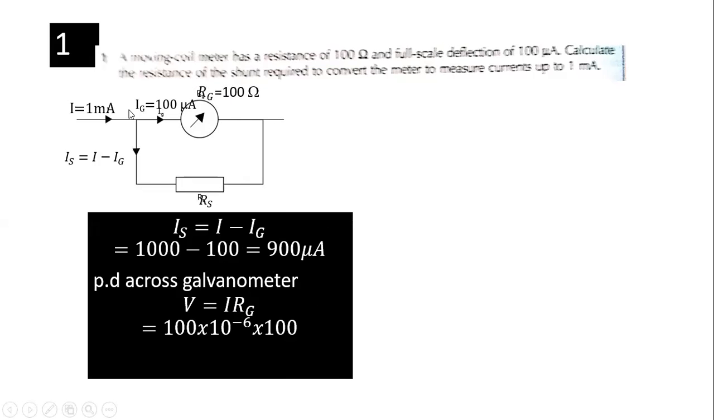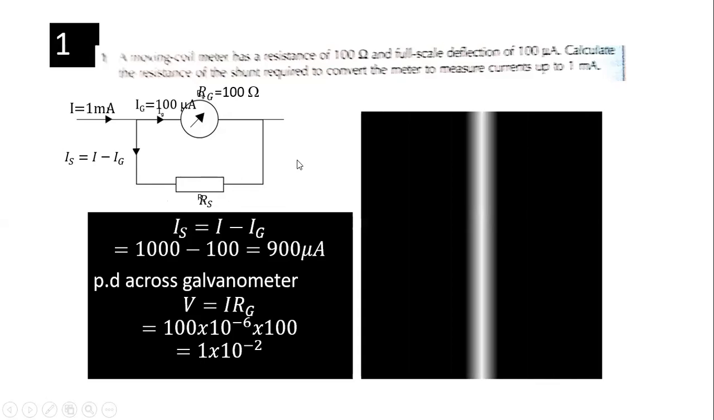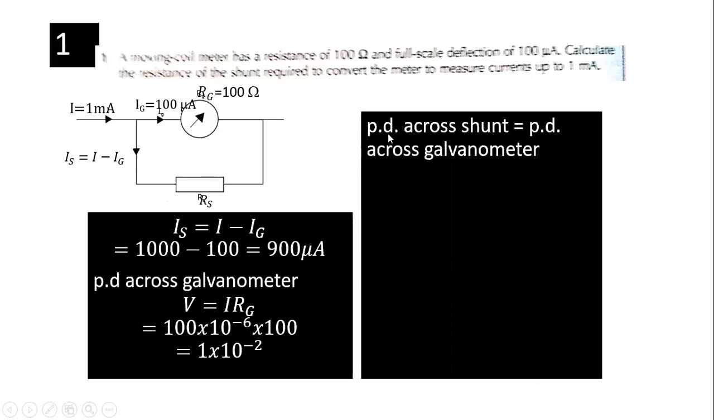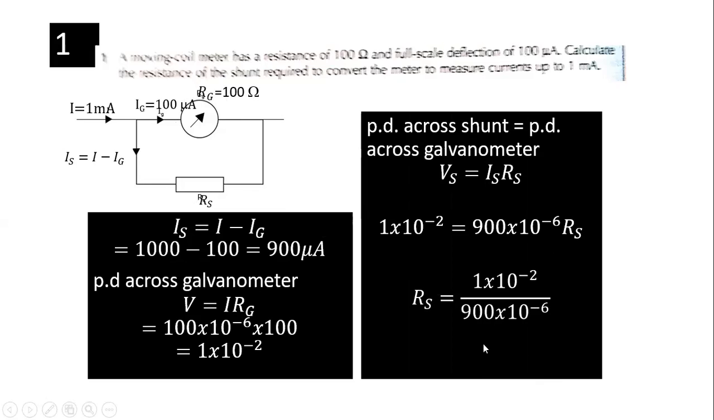Right? So I find the potential difference across here. And it's the same as the potential difference across here. I know the current already. So the PD across the shunt, this is your shunt, is the same as the PD across the galvanometer. So I just use this PD, it's in volt, put it here. That one is this one. Put it there, change to SI unit, RS, and just cross multiply. 11.1 ohm.